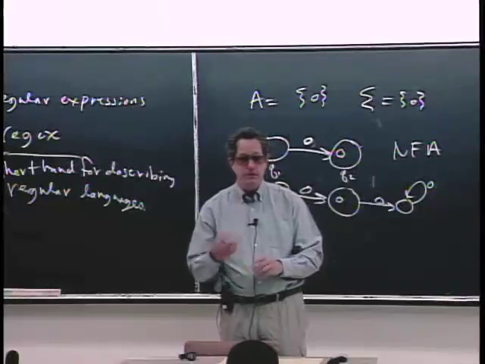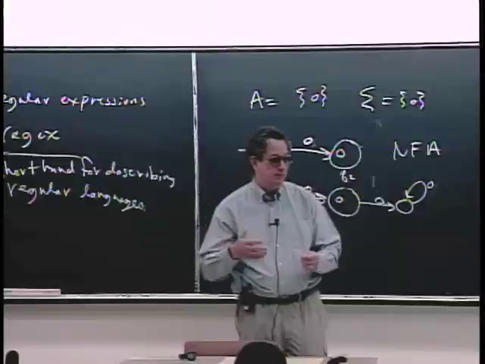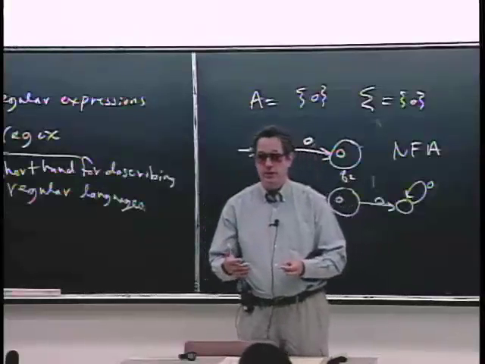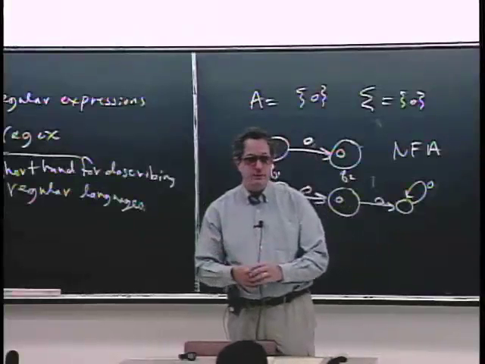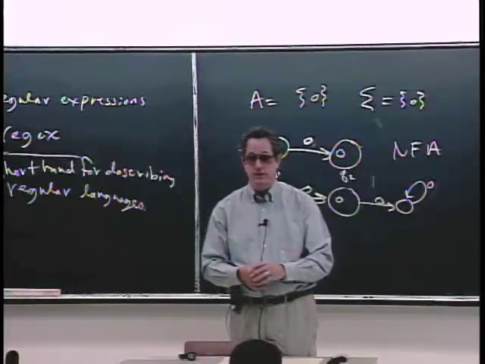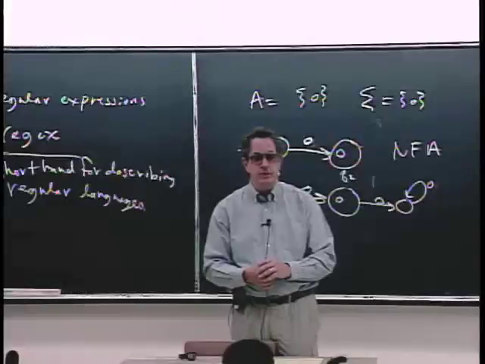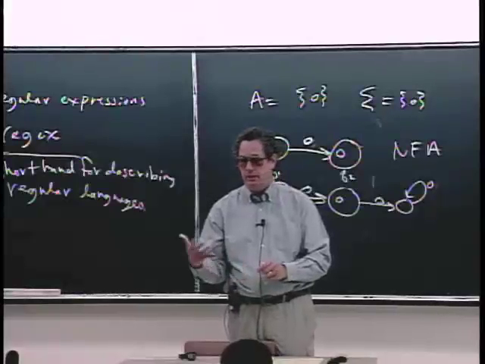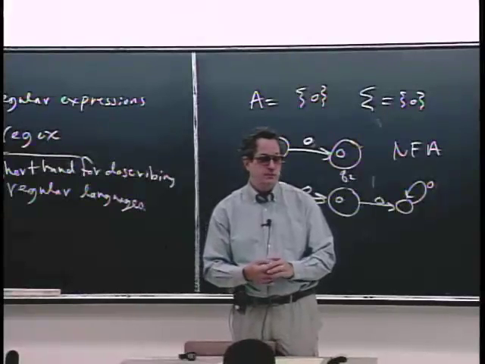Okay, so those are the two ways we have so far of describing a language and at the same time carrying with it a proof that it really is a regular language. There's a third way of describing a regular language that doesn't necessarily carry the proof. What's that?